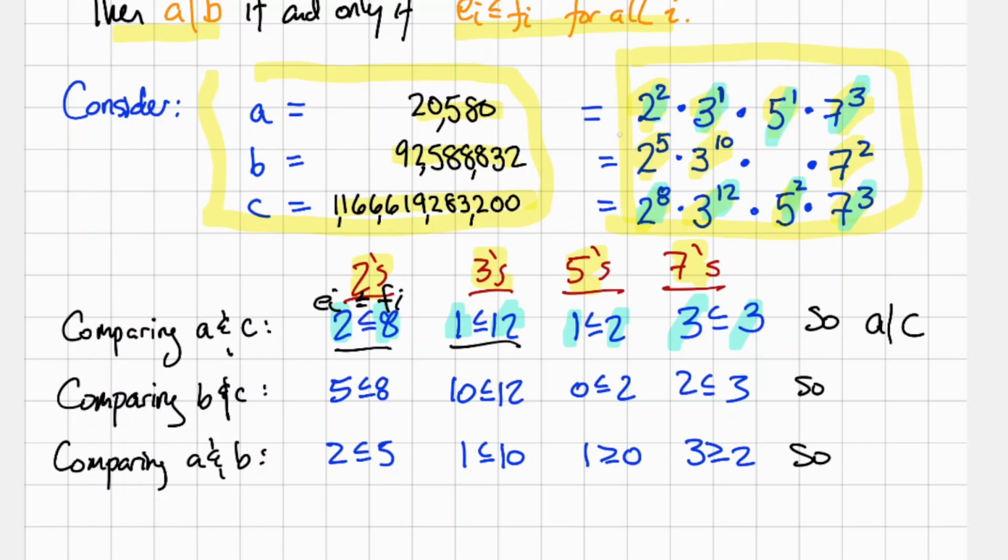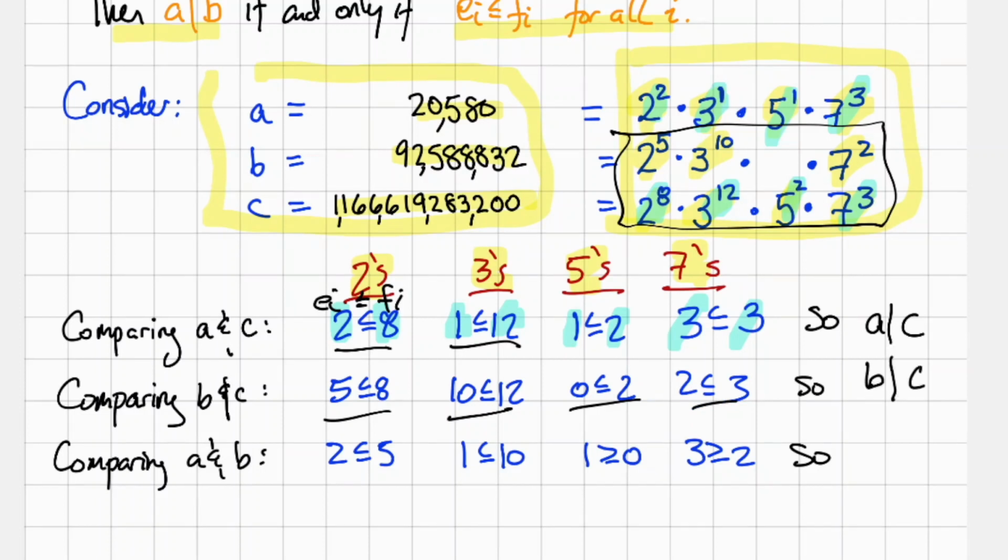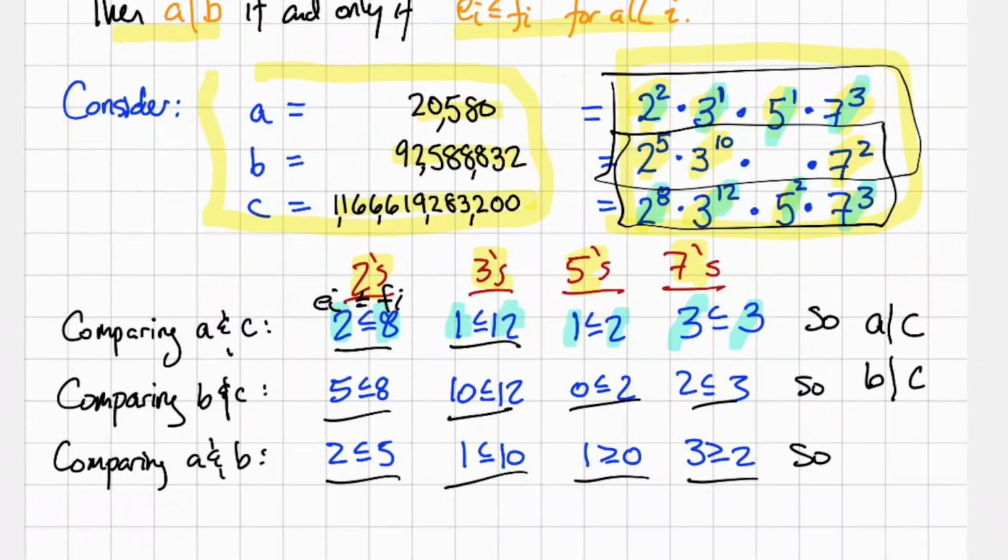Similarly, we can compare B and C, and we see that indeed 5 is less than or equal to 8, 10 is less than or equal to 12, 0 is less than or equal to 2, 2 is less than or equal to 3, so that means that B divides C. On the other hand, if we compare A and B, when we compare the exponents, we see 2 is less than or equal to 5, 1 is less than or equal to 10, but 1 is greater than 0, and 3 is greater than 2. So A does not divide B, and it's also the case that B does not divide A.